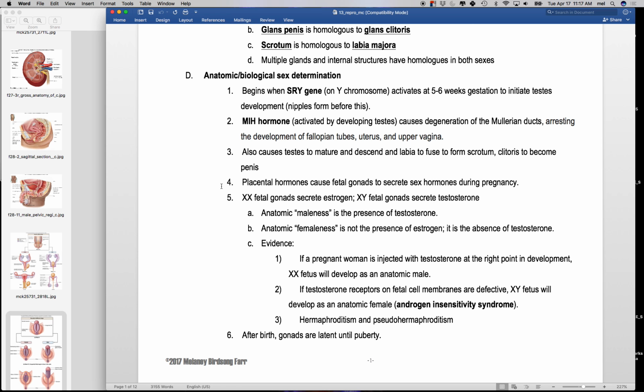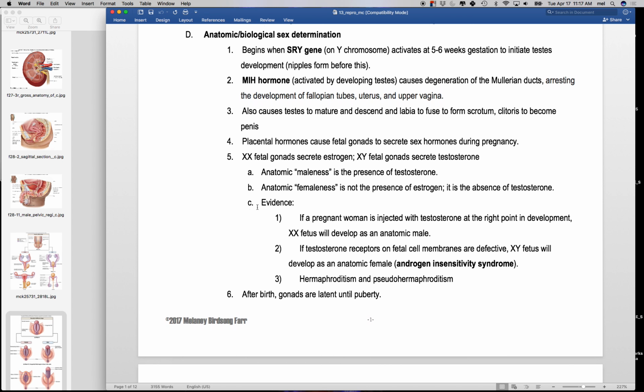Okay, so what we have figured out is that anatomic maleness is not the absence of estrogen, it's the presence of testosterone. Right? And how did we figure that out? Well, we did it both experimentally and then accidentally. If a woman decides that she wants to shoot herself up with testosterone because maybe she wants to build muscle mass, and she does it at exactly the wrong point in development, you can flip the anatomic sex of a pregnancy.